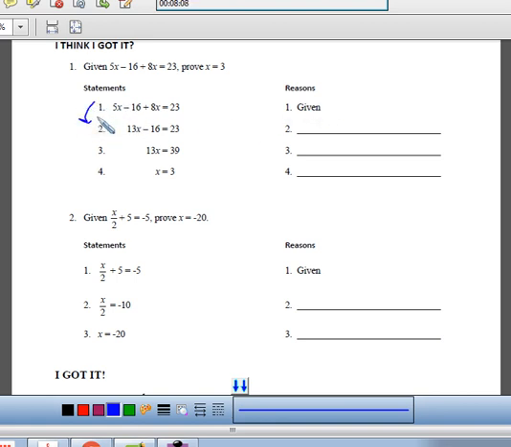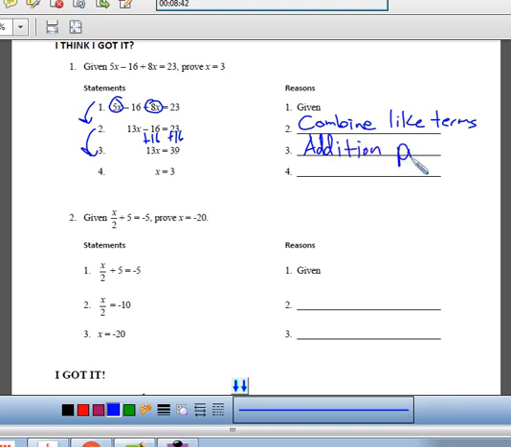So how do we get from 1 to 2? Looks like they did something with the x's. That's right, they combined like terms or simplified terms. Then how do we get from step 2 to step 3? Well, it looks like they got rid of the minus 16 by adding it to both sides. So that is the addition property of equality. Pretty easy once you've done a couple of these.